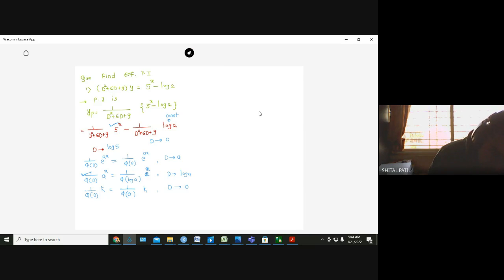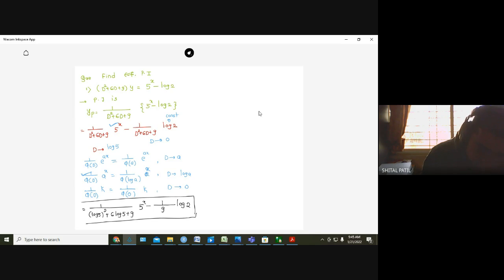So the answer is 1 upon d replaced by log 5, so log 5 square plus 6 into log 5 plus 9, 5 raised to x as it is, minus 1 upon d replaced by 0. So what is remaining? Only 9. Log 2. This is the answer. Are you getting this answer? Yes, sir.